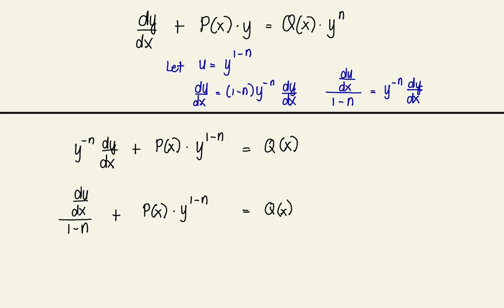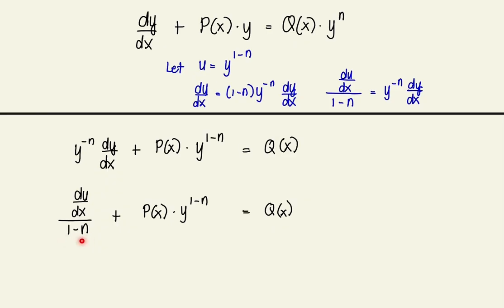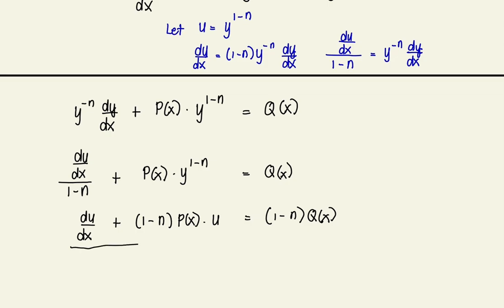And then we multiply both sides of the equation by (1-n). Then we have du/dx + (1-n) p(x). What is y raised to the power of 1-n equal to? That is actually u. So u = (1-n) q(x). And this is now a linear equation.